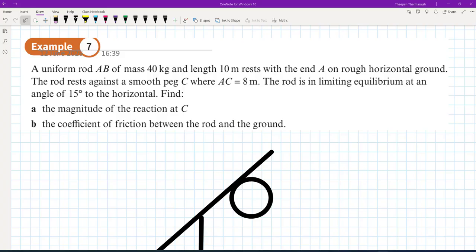A uniform rod AB of mass 40 kilograms and length 10 meters rests with the end A on a rough horizontal ground. The rod rests against a smooth peg C where AC equals 8 meters. The rod is in limiting equilibrium at an angle of 15 degrees to the horizontal. Find the magnitude of the reaction at C. Hence, find the coefficient of friction between the rod and the ground.